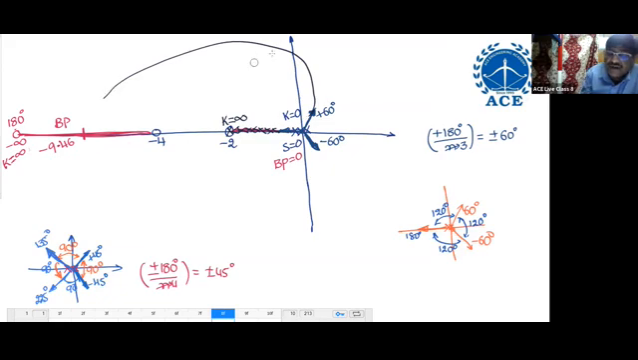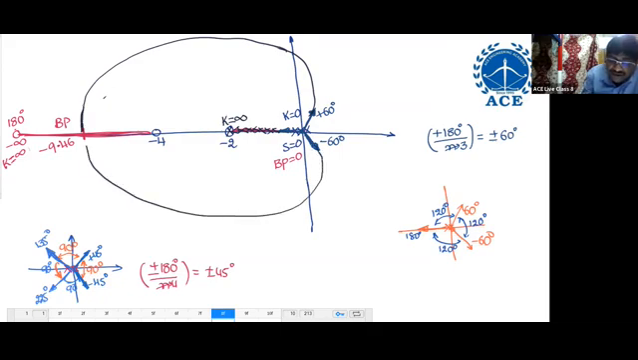This will turn towards the left and enter at the break point. Both the poles turn toward the left and enter at the break point.